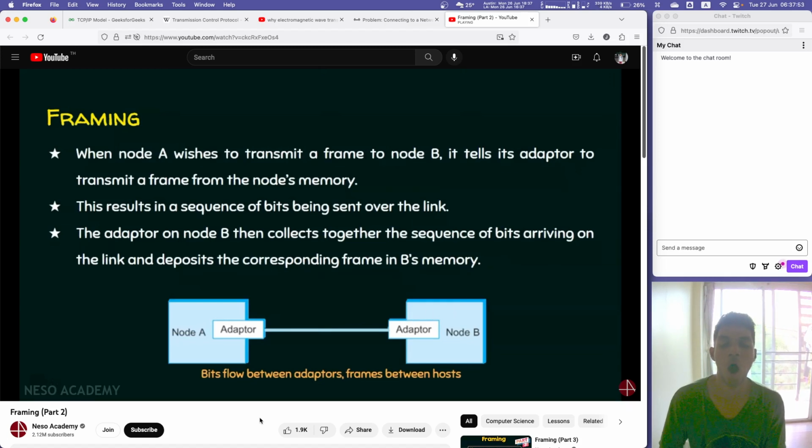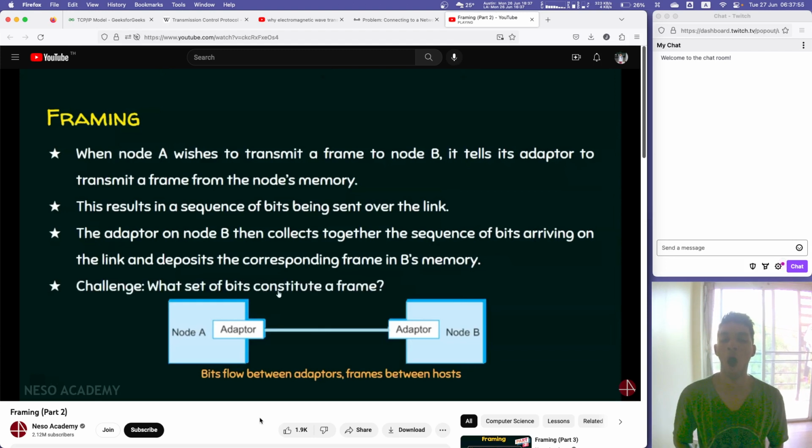We have a big challenge in front of us. The challenge is what sets of bits constitute a frame. It is easy for both the nodes if the frame size is fixed, because if we say 10 is the frame size, whenever it receives 10 bits, it can construct a frame and place it in the memory. Again, if it receives another set of 10 bits, it creates a frame and stores in the memory. If the frame size is fixed, it is easy.